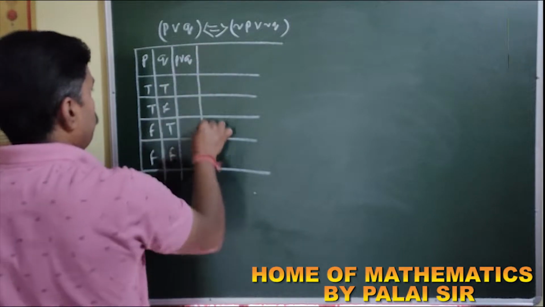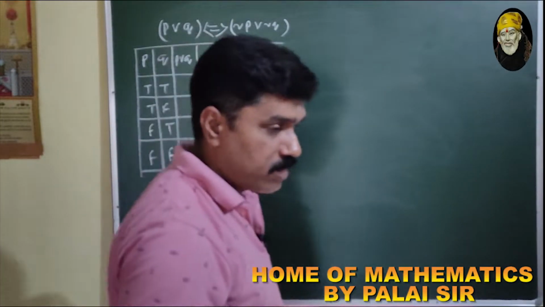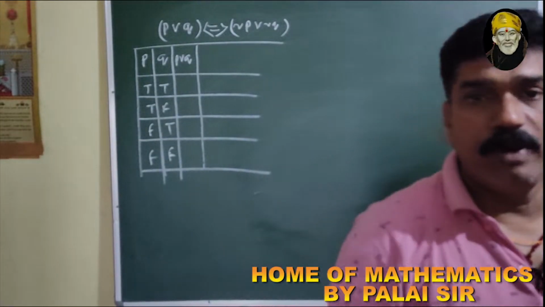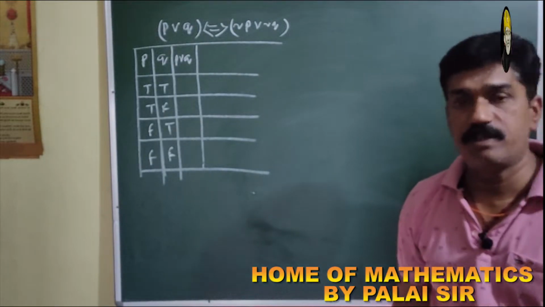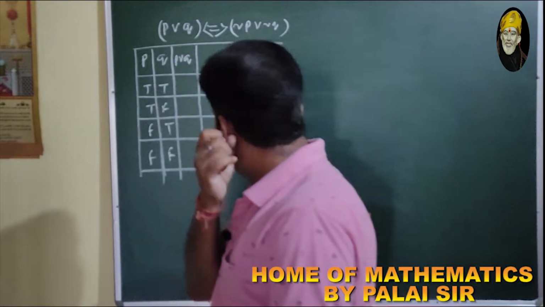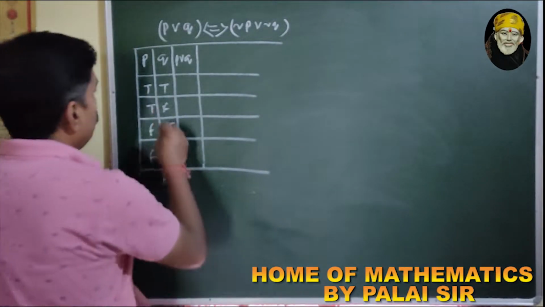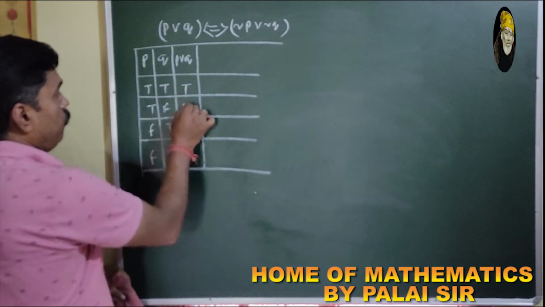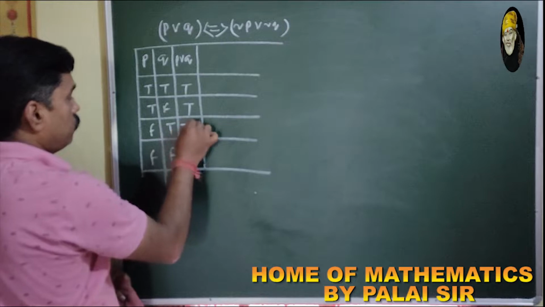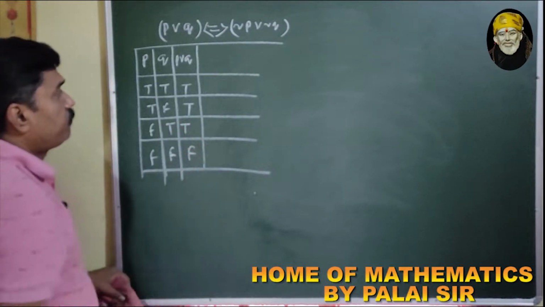Next, on the left side you are getting P disjunction Q. You find that out. And already we know disjunction is false only when both the statements are false. Otherwise the disjunction is true. So by using that, what do you find? True, true, this is true. True, false, it is true. False, true, it is true. False, false, this is false.